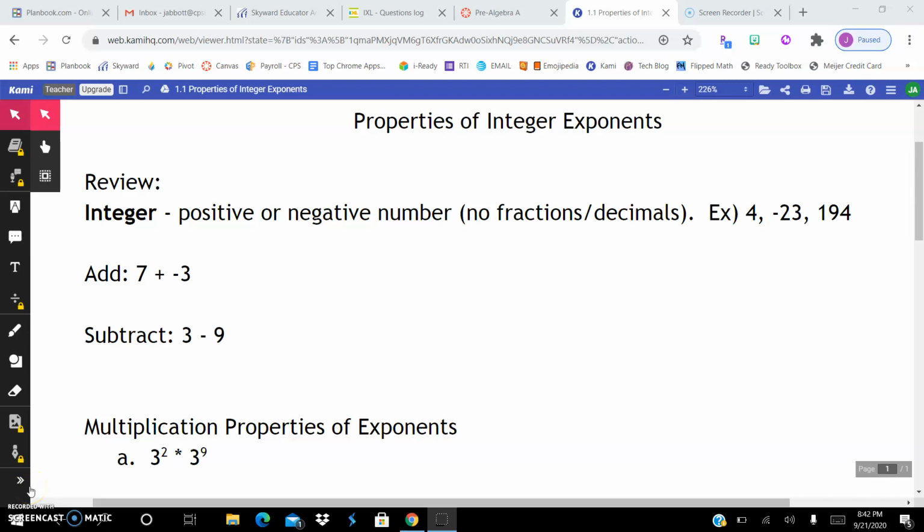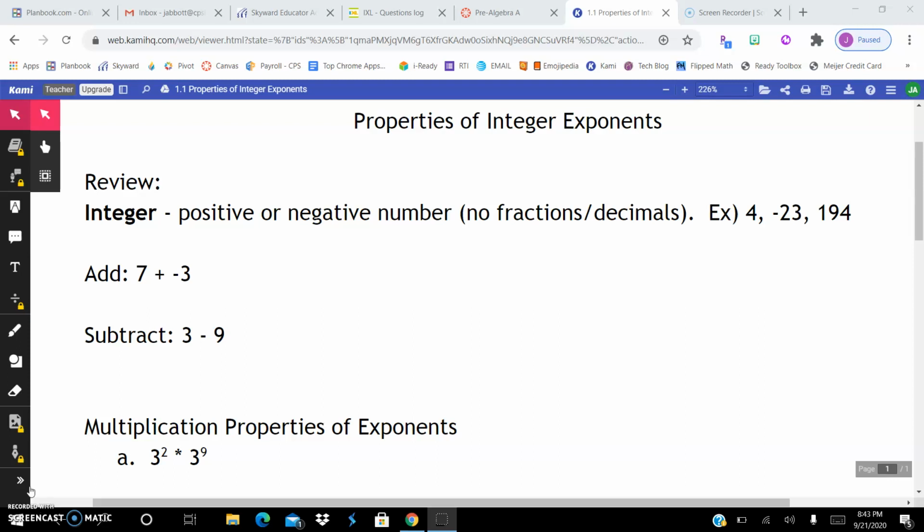We are going to begin our lesson on properties of integer exponents by focusing on multiplication and division with exponents. So for a little review, an integer is a positive or negative number. It can't have any fractions or decimals involved. So as an example, I put three numbers here: 4, -23, 194. Positive or negative numbers, no fractions, no decimals.